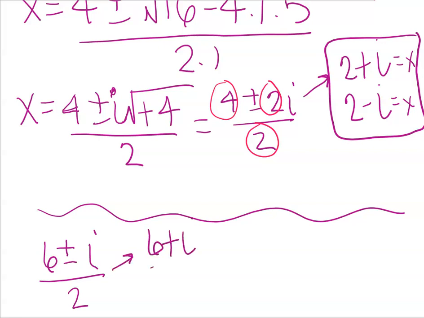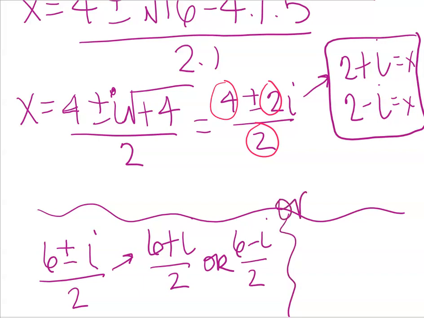6 plus i all over 2, even though the 6 and the 2 can be reduced. Could you make it half i? Yep, and I'm going to do that next. Or you could do 6 minus i over 2. Those work. Or you could do 3 plus 1/2 i. It looks better like this. And then 3 minus 1/2 i.